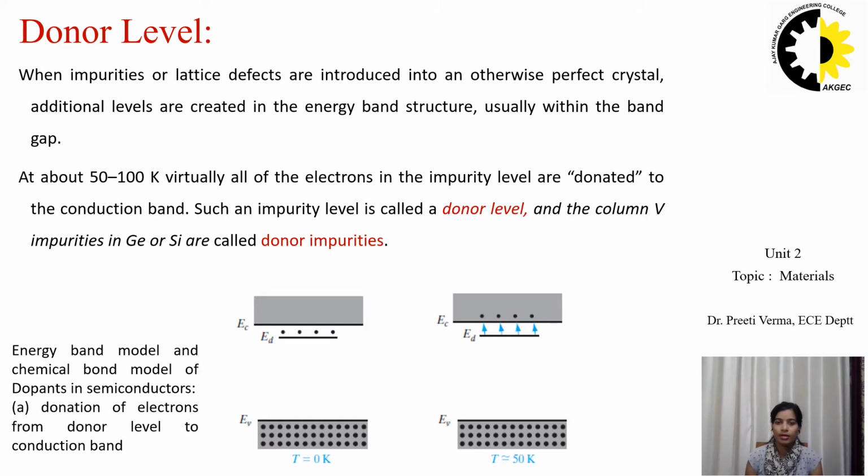that are creating a layer of energy level. Some electrons are donated to the conduction band. So this is called the donor level when we have added a group 5 element as an impurity to an intrinsic semiconductor.